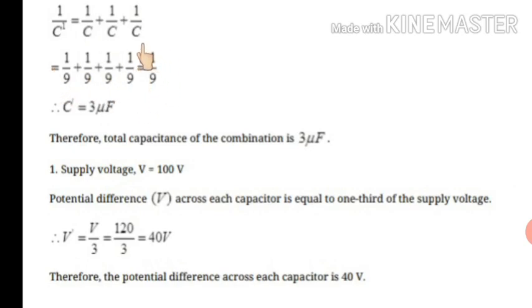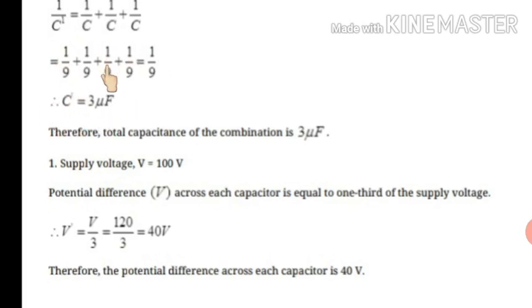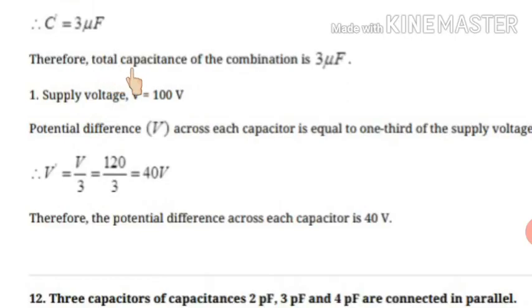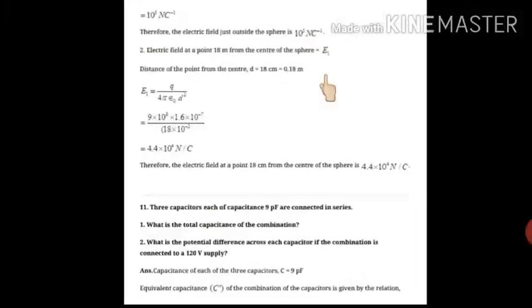So when we will take the LCM, finally what we'll have? We'll have 3 upon 9. And 3 upon 9 will give you what? 1 upon 3. And reciprocal of 1 upon 3 will give you what? 3 microfarad. So there is some mistake, please ignore it. The total capacitance of the combination will be 3 microfarad.